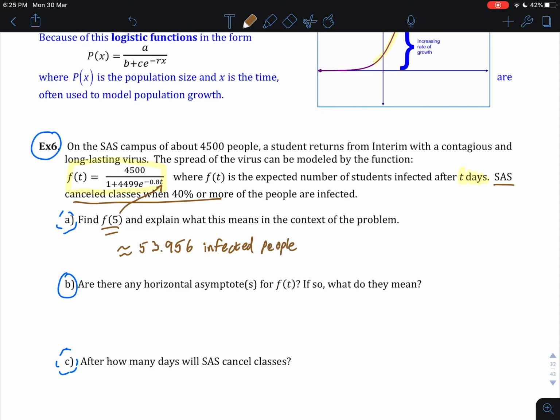Remembering two things, don't truncate. We just want to leave our answer correct according to the required number for rounding. And we want to remember our unit. And what this effectively means is it is what the model is predicting that our infection rate will be after 5 days. And so that is going to be the number of people infected after 5 days.